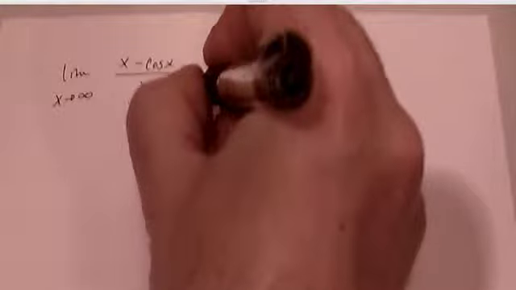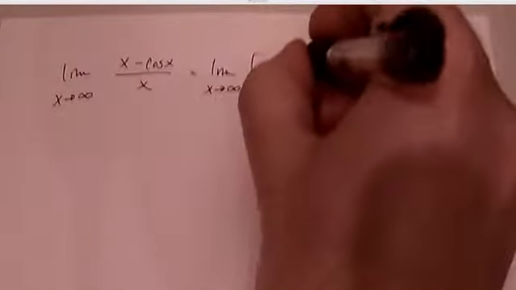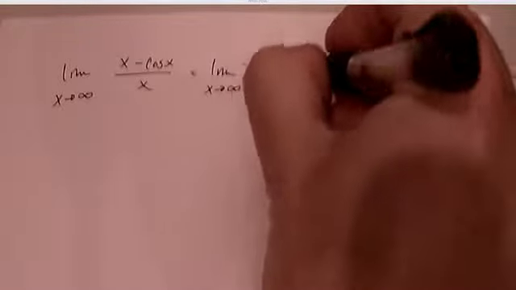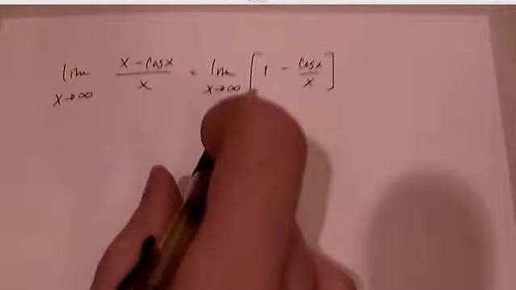Okay, well, the first thing that I'm thinking about is, well, that's a monomial denominator. Is it possible to separate those fractions and make this a little bit easier for myself? And the answer, of course, is yes. So what I'm going to wind up with is 1 minus cosine x over x, right? Because when I separate the fraction, I get x over x minus cosine x over x, and the x over x just reduces to 1.